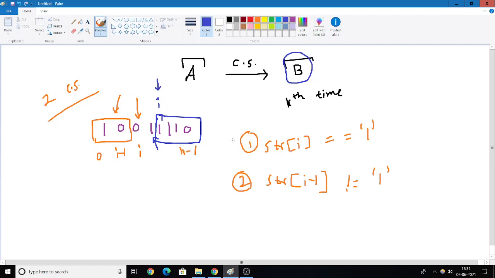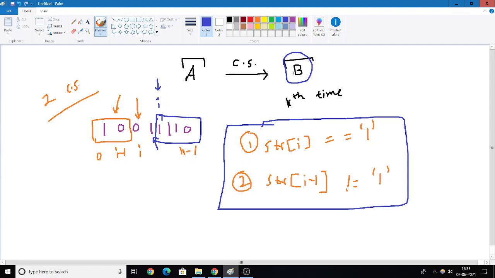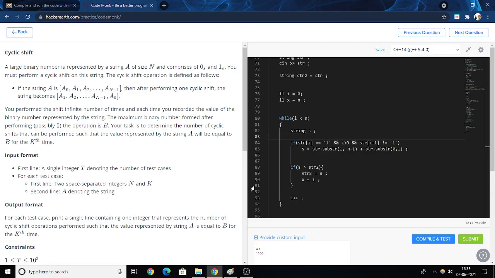So there are two things, and I hope they are clear to you. In order to find out P, we just consider all the substrings of length 1, 2, 3, 4, which basically denote the number of cyclic shift operations, and we put these two conditions: if str of I is 1 and str of I minus 1 is not equal to 1, only then we perform the cyclic shift operation. Okay, and I will show you the code.